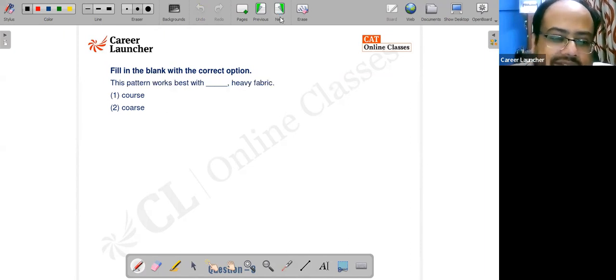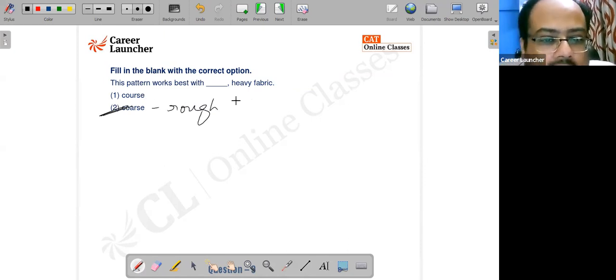In the next question, this pattern works best with coarse, heavy fabric. The word is coarse, the second option, C-O-A-R-S-E. Here this word refers to something that is rough. So we are talking about the pattern working best with the rough, heavy fabric. So it's the second option here.